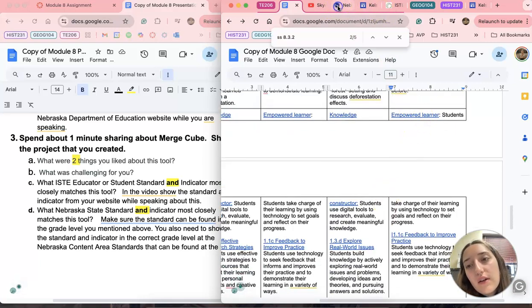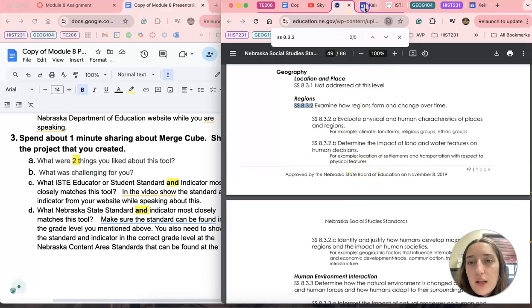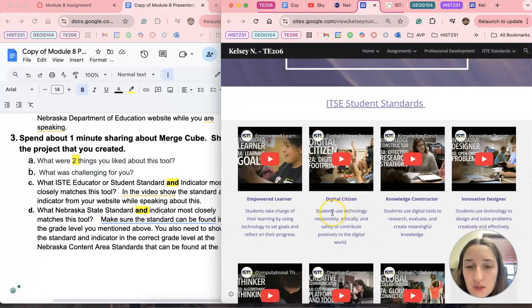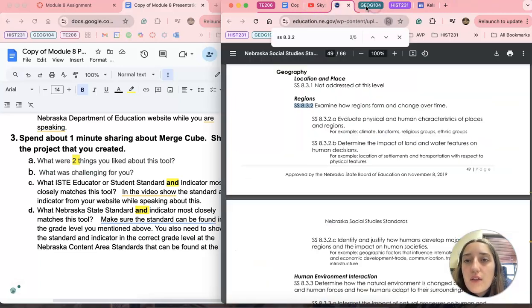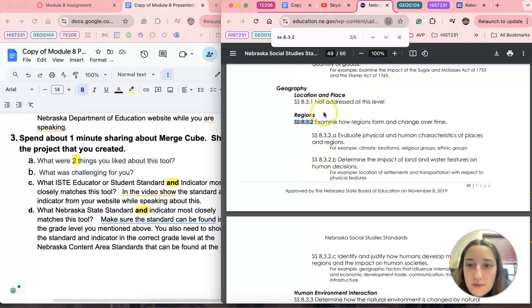The indicator or the ISTE is empowered learner. Students take charge of their learning by using technology to set goals and reflect on their progress. Indicator, feedback to improve practice. Students use technology to seek feedback that informs and improves their practices and demonstrates ways of learning in a variety of ways. And then my last indicator is 831.